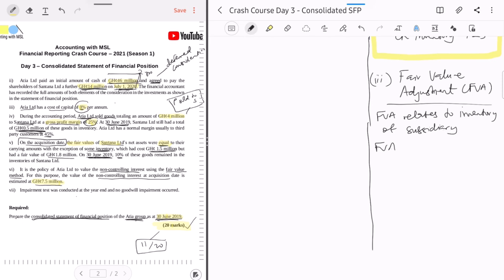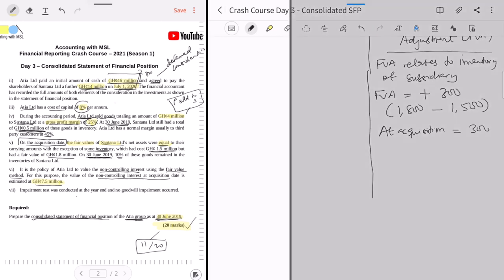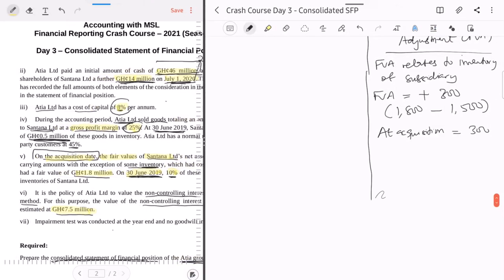So we'll just say fair value adjustment equals what? A gain of 300. How did I get 300? It's essentially going to be what? They said a fair value is 1,800 or 1.8 million, and the initial cost was what? 1,500. So we'll just write at acquisition equals 300, because take note, they are saying that on acquisition date, the fair values were equal with the exception of inventory, which had a cost of 1.5, but a fair value of 1.8. So it means at acquisition date, the gap between them was 300,000. But they are saying as at 30th June, which is the reporting date, 10% of those goods remained. So technically only 10% of this gain will still remain at reporting date.